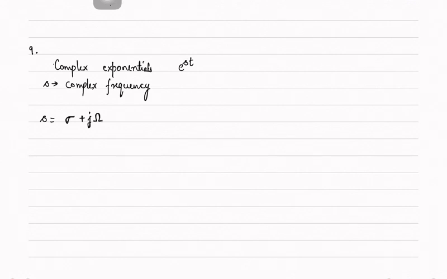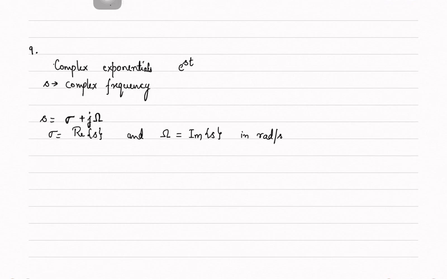So sigma is the real part of s and omega is the imaginary part of s, where s is the complex frequency and omega is your frequency in radians per second. So the unit is radians per second.